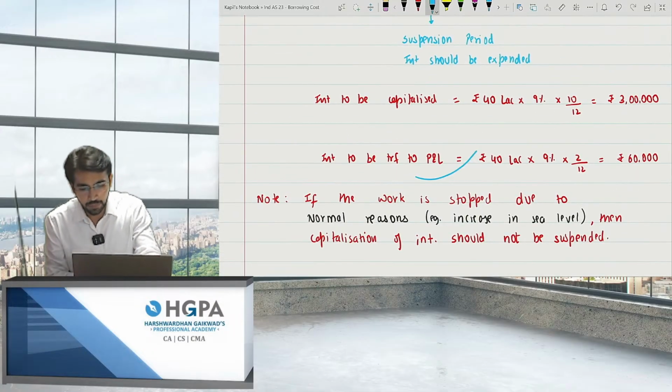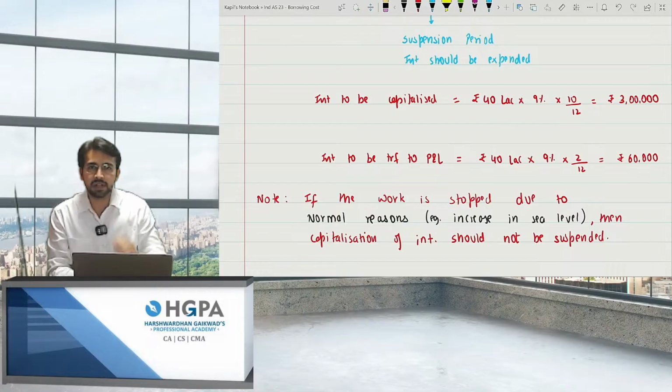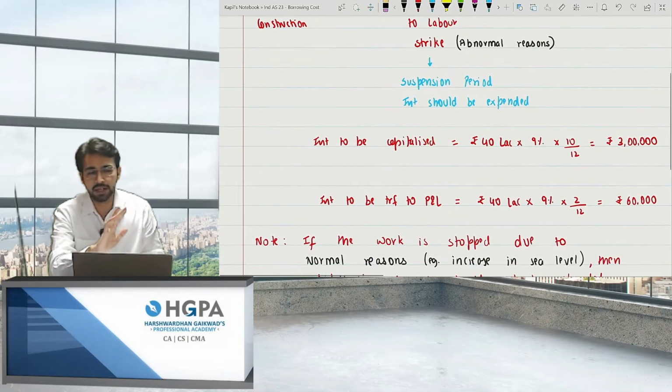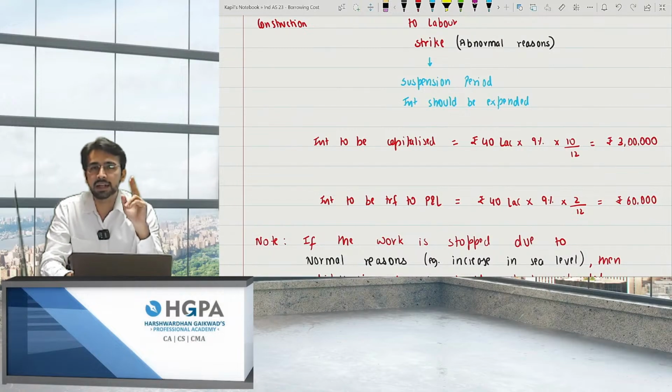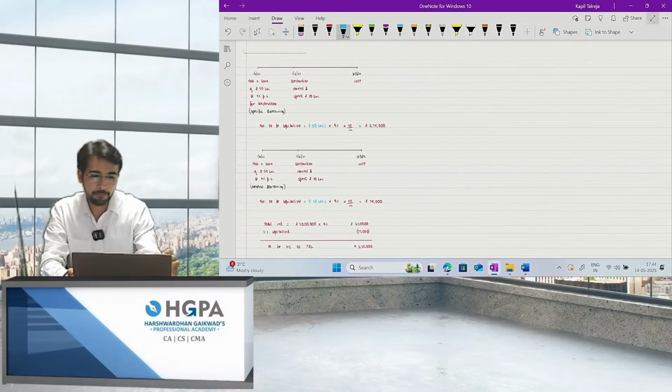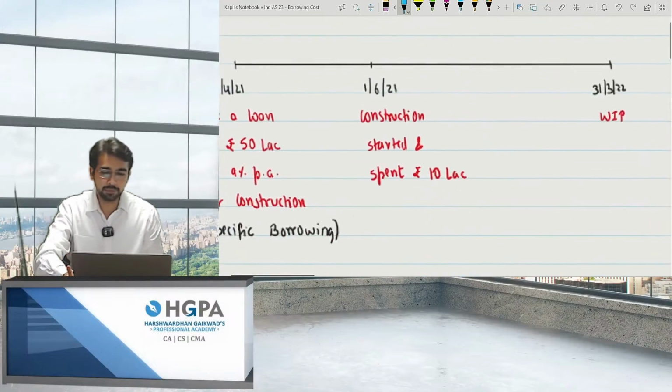So in this scenario, 2 months was suspended because of the labor strike. There was an abnormal reason, and the other amount was capitalized, right? But if it was a normal reason, then at that time you will not suspend, you will continue to capitalize. Moving ahead. Okay. Next scenario.